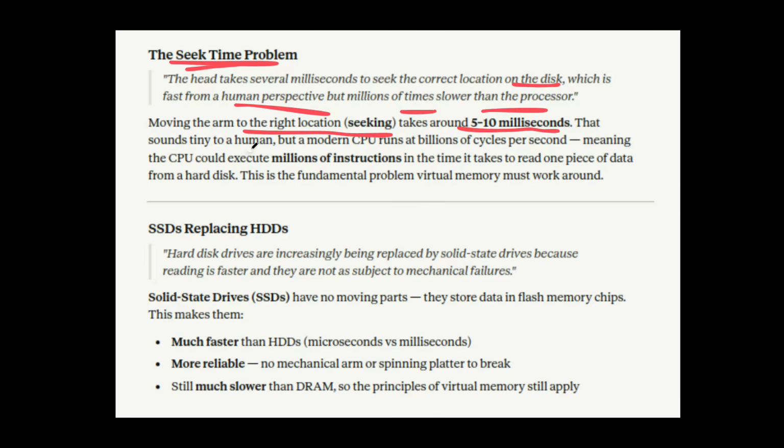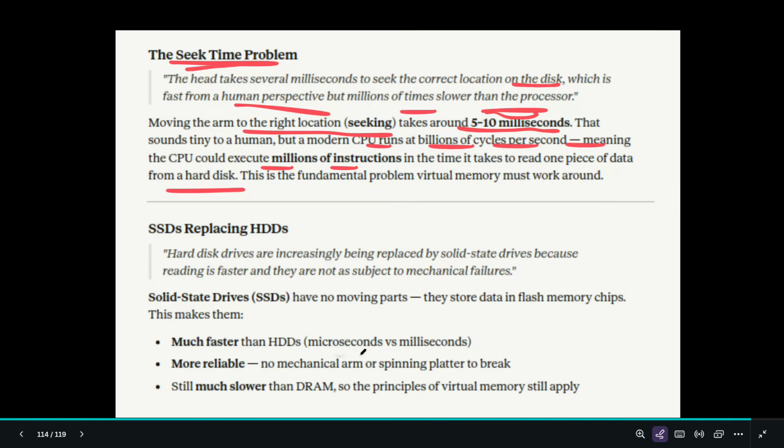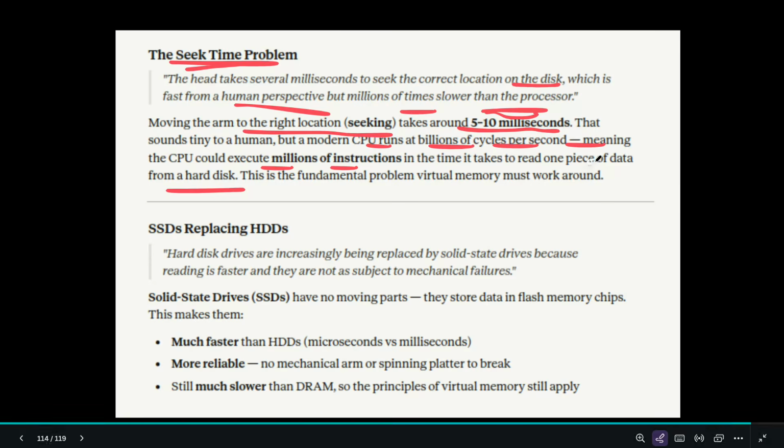That sounds tiny to a human. That time is very small. But a modern CPU runs at a billion cycles per second, meaning the CPU could execute millions of instructions in the time it takes to read one piece of data from the hard disk. 5 to 10 milliseconds feels like a very tiny time for us humans. But during the time in which the arm is seeking, that is, finding the right location, the CPU can execute millions of instructions, right, at that particular time.